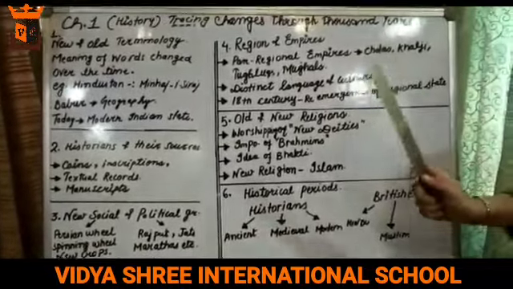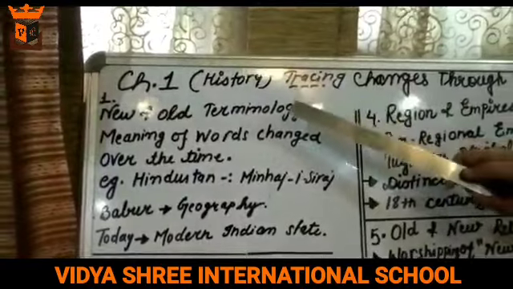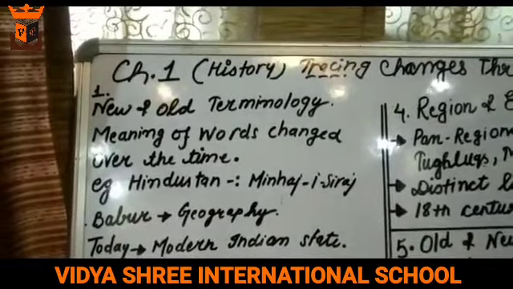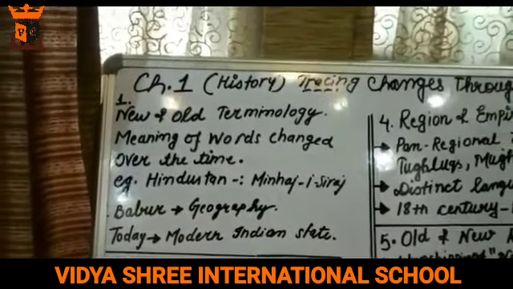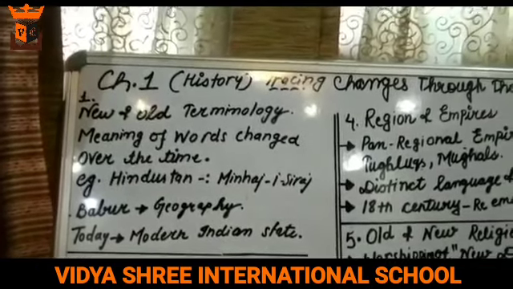So the first topic is old and new terminologies. In this we have already learned that in 1000 years there were a lot of changes in grammar and vocabulary, but along with this, meanings of words also changed over the period of time.